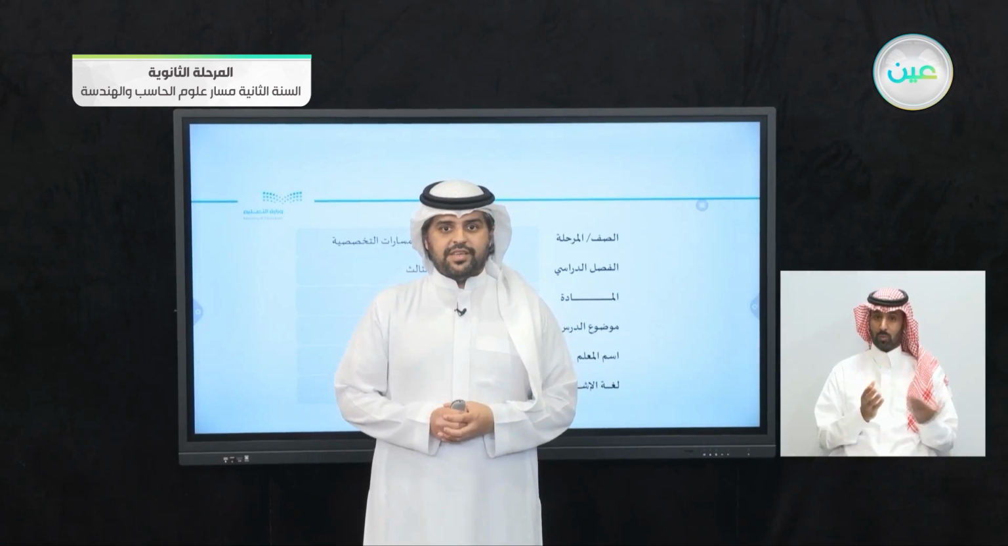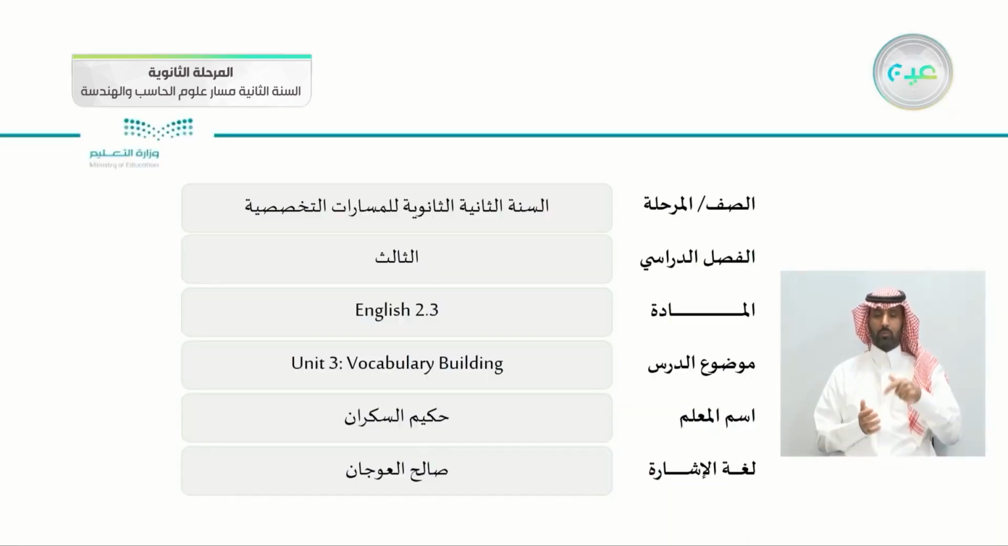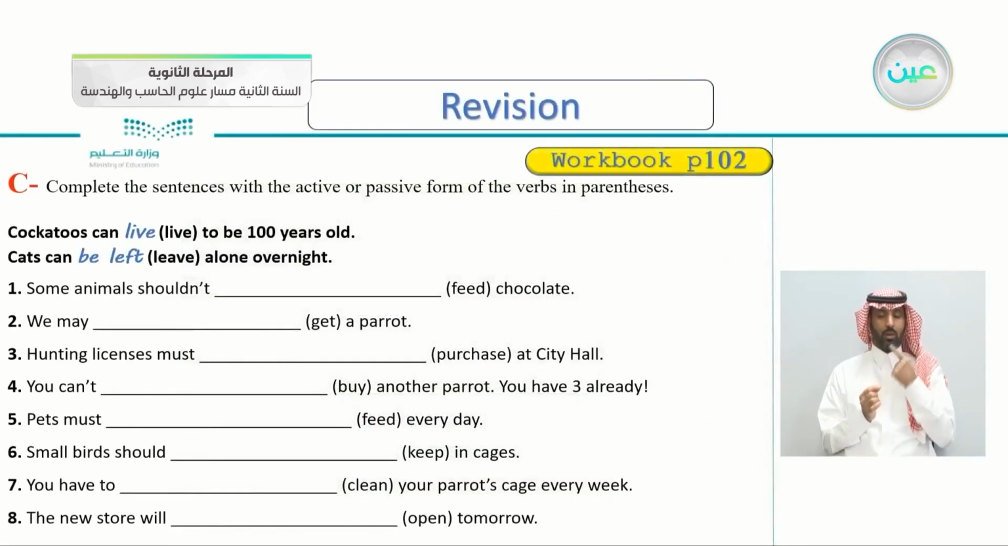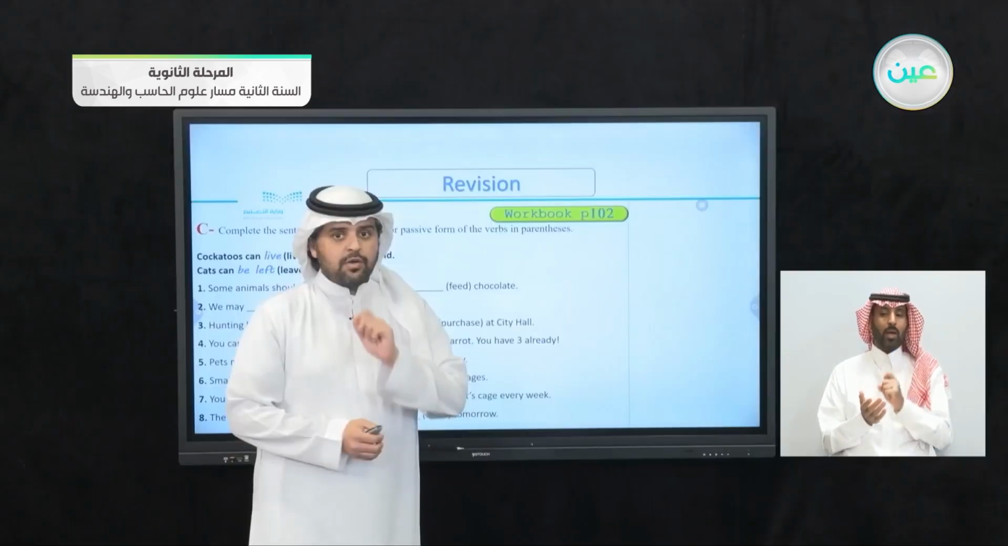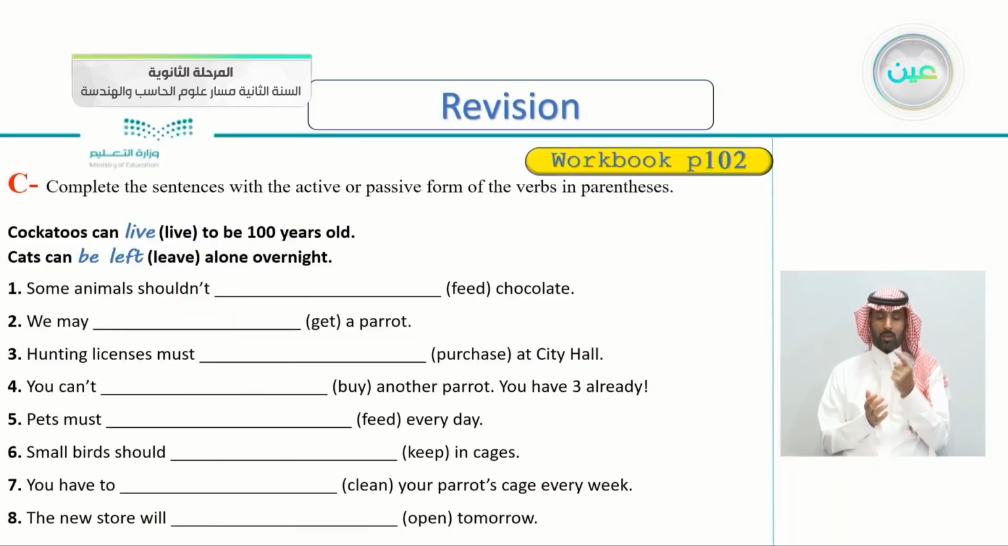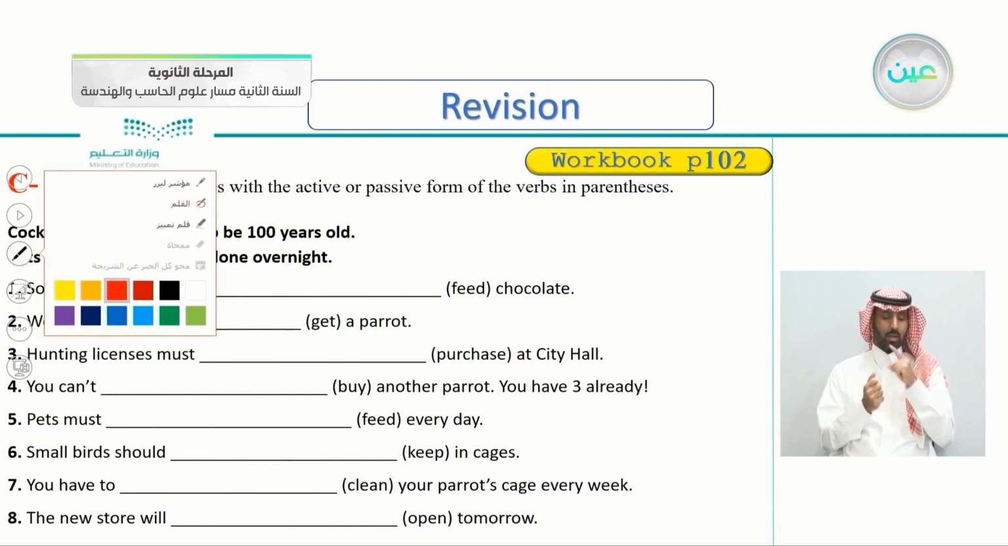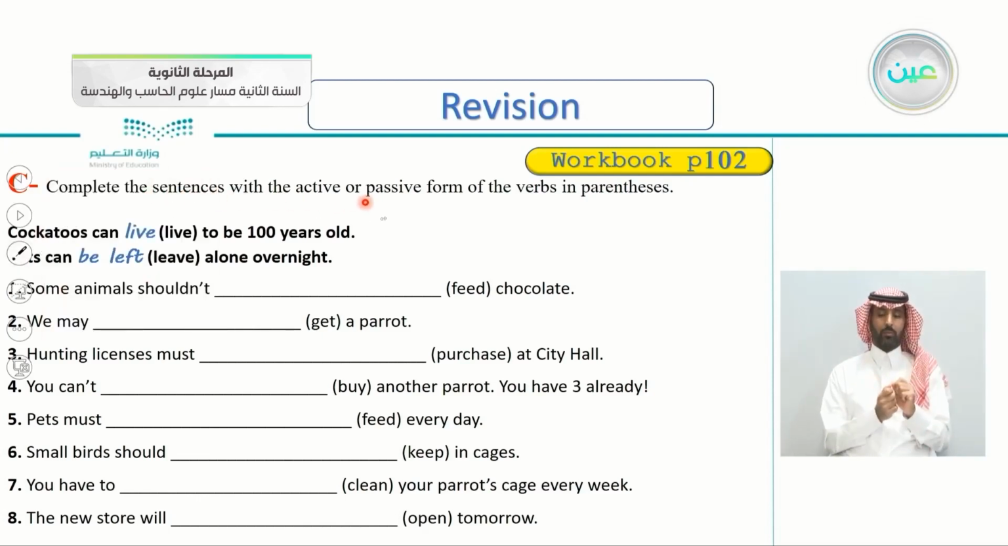I hope that you're happy and healthy and ready for today's lesson, which is the vocabulary building for Unit 3. But before we do that, let's open our workbooks, page 102. Workbook page 102, exercise C. Complete the sentences with the active or passive form of the verbs in the parentheses. Again, complete the sentences with the active or passive form of the verbs.